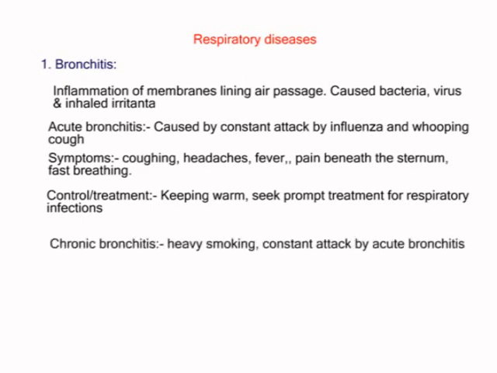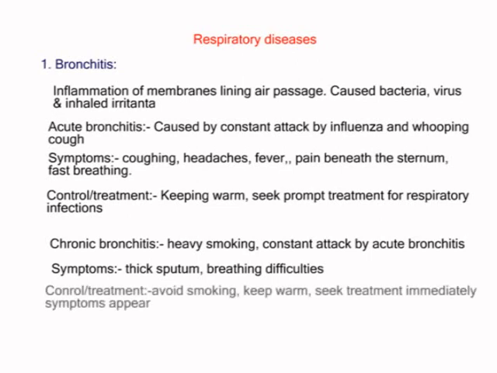Chronic bronchitis, on the other hand, results from heavy cigarette smoking and constant attacks by acute bronchitis. The symptoms include production of thick sputum and difficulties in breathing. It can be controlled by avoiding smoking or smoky places and continuous exposure to dusty places. One is also advised to keep warm and live in well-ventilated places. Whenever symptoms appear, seek medical attention immediately.